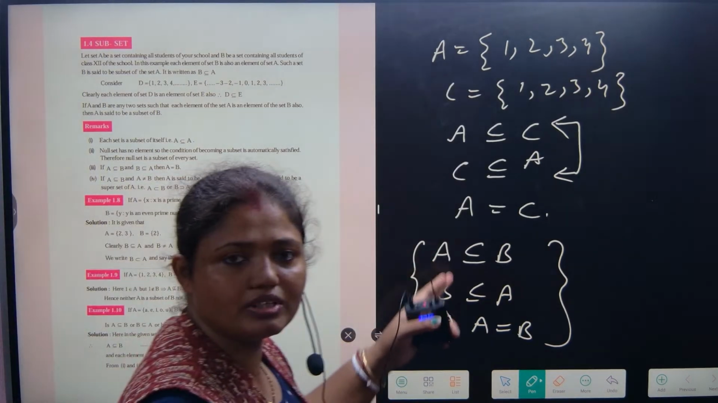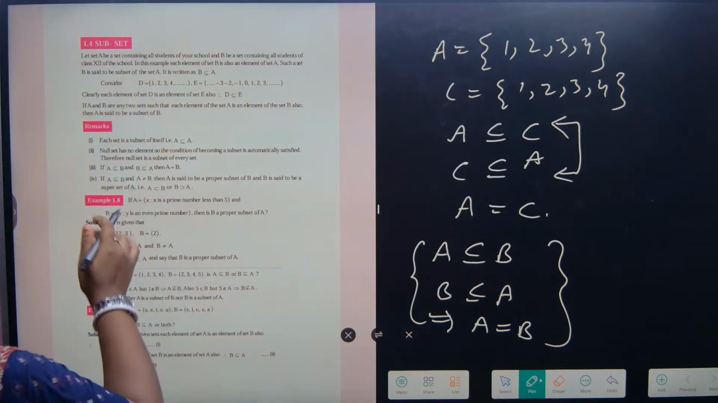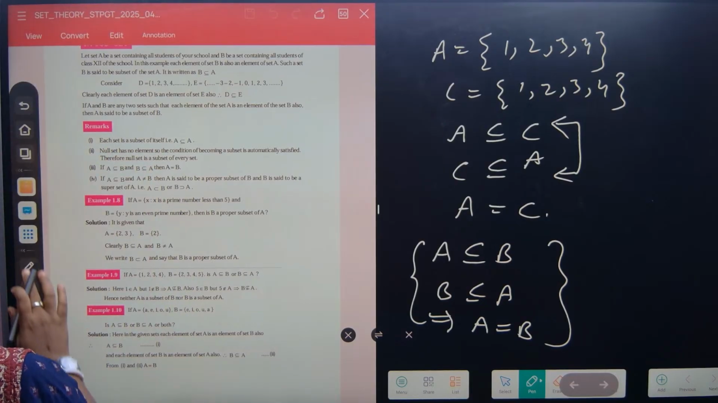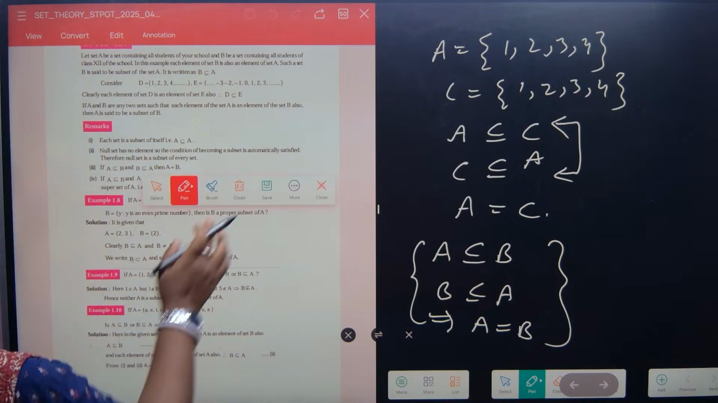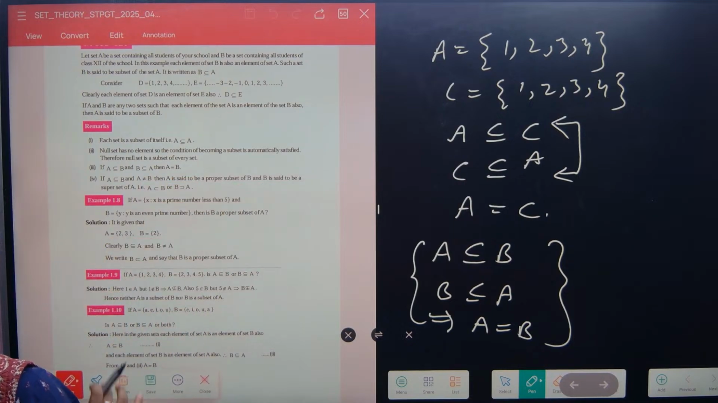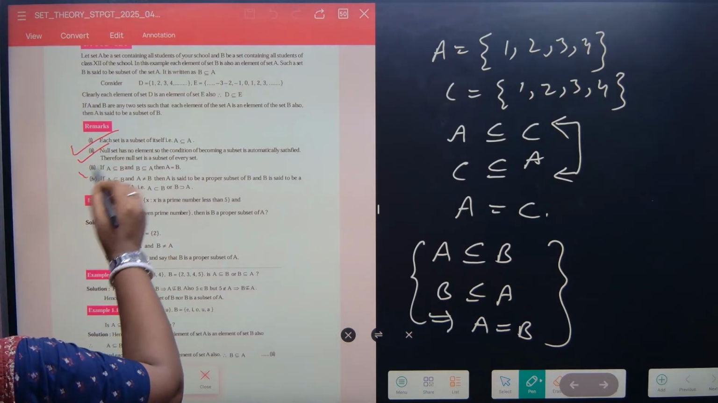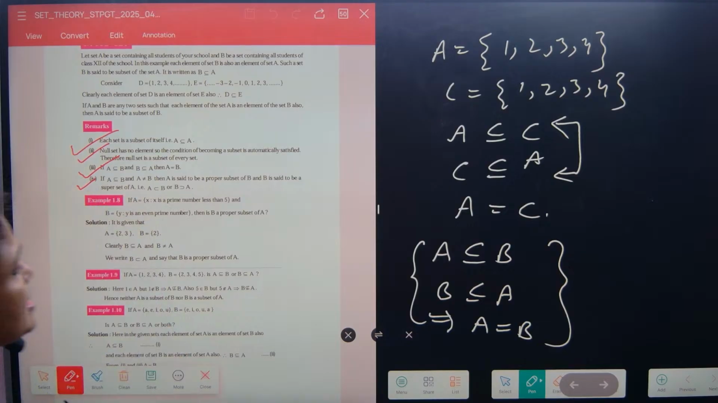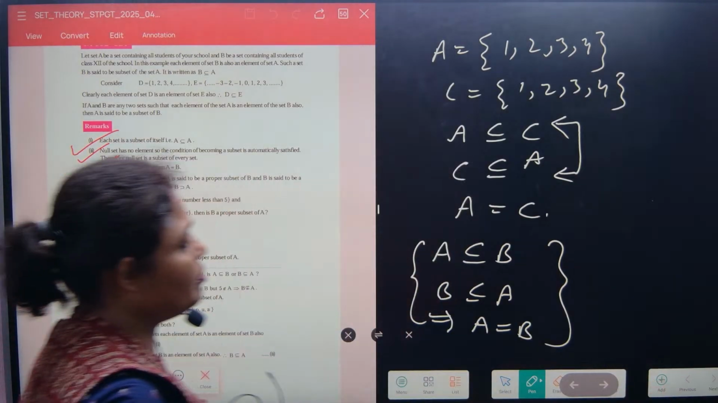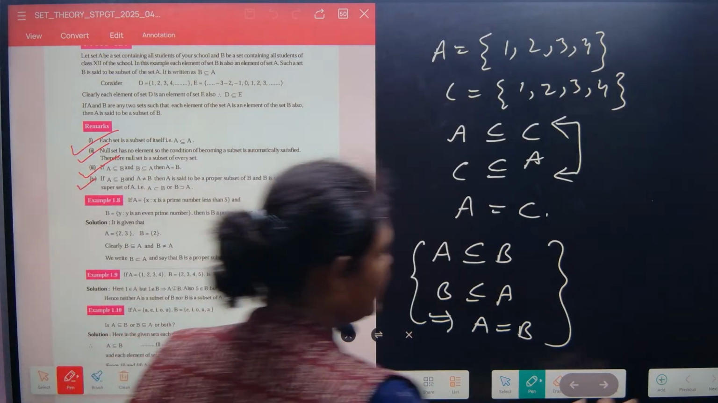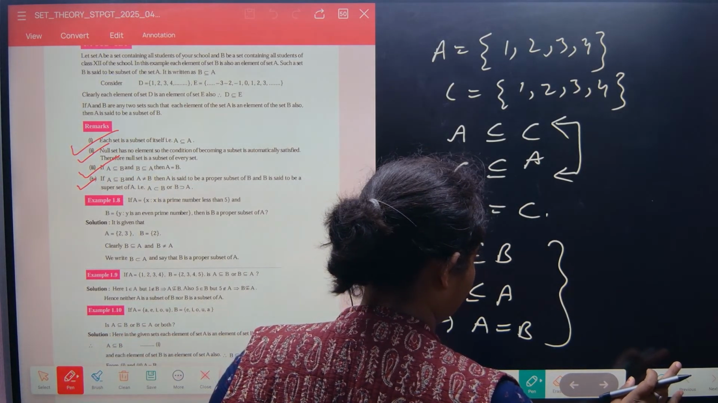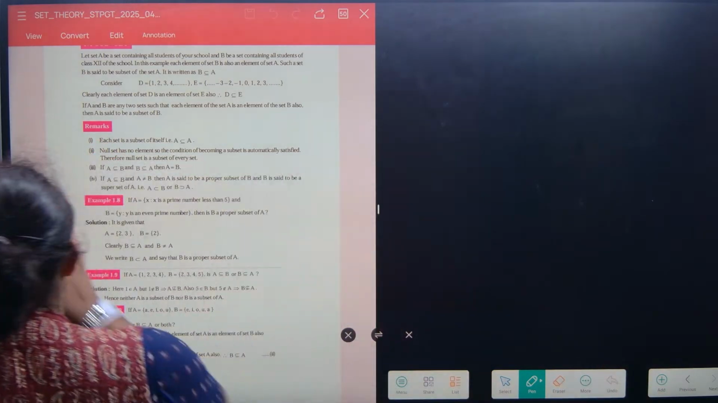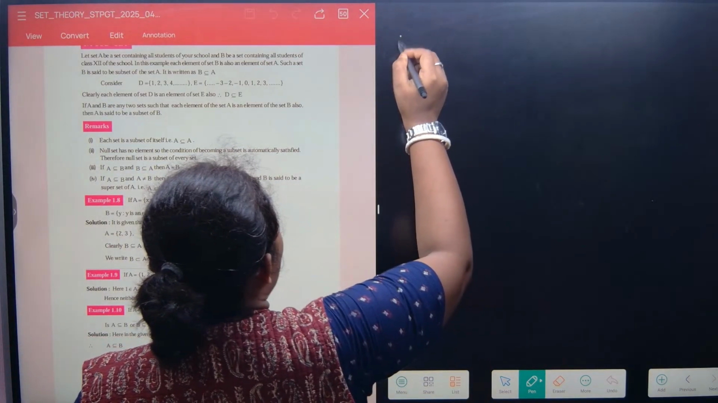So we are done with this. So subset we are done with this one. One finished, two finished, three finished. Now again, we have the fourth one, A is a subset of B, the fourth point.